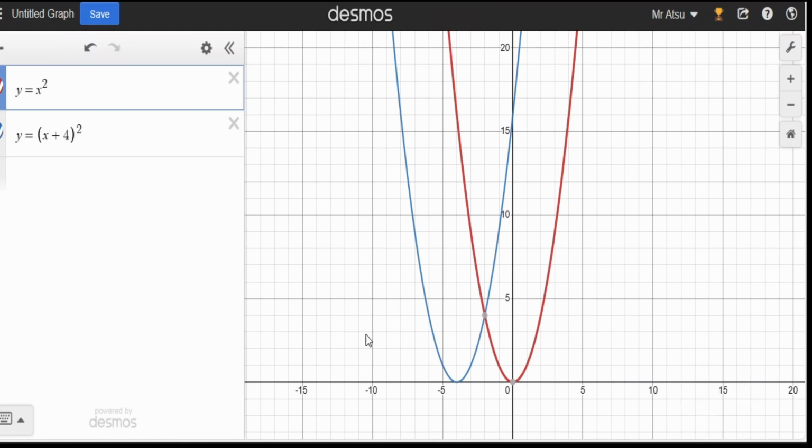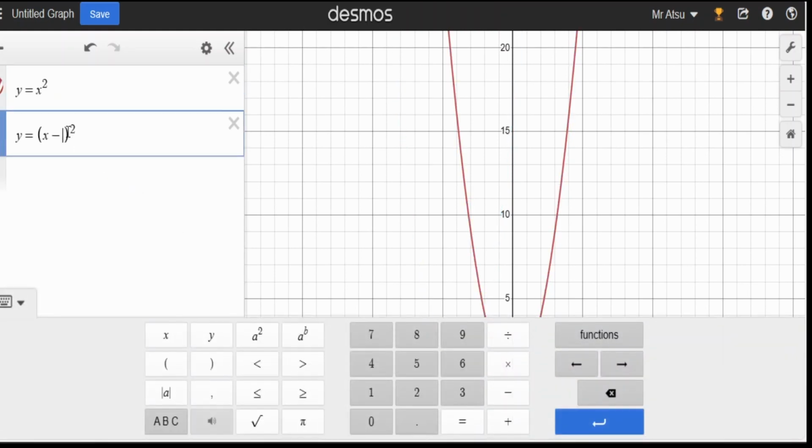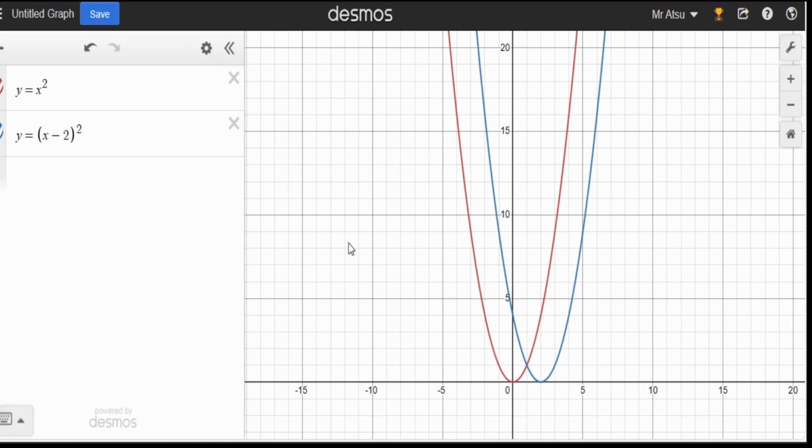So that is that. Then we take the second example, which is x minus 2 all squared, and that means the graph has moved to the right 2 units. As you can see from here, this is the graph of the parent function, and when we check it, the vertex has moved 1, 2 units to the right. So this is how we explain the horizontal shift.